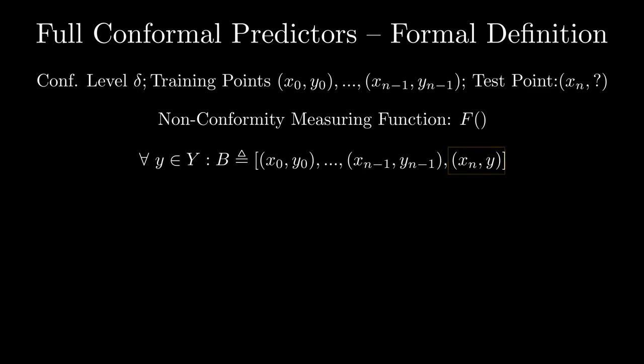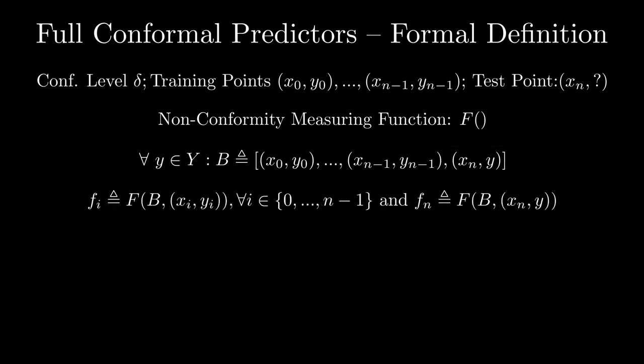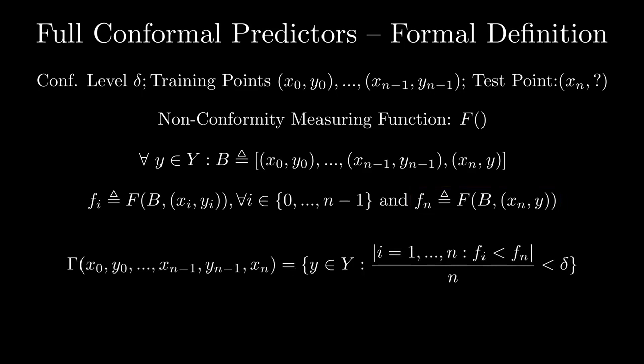Then we can use the function f to measure the non-conformity between the bag and each training point, and similarly between the bag and the test point. Then our predicted set will be the set of all plausible values for which the fraction of points that conform better than the test point is less than the confidence level, and the probability of the true label falling within our interval is greater than the confidence level.